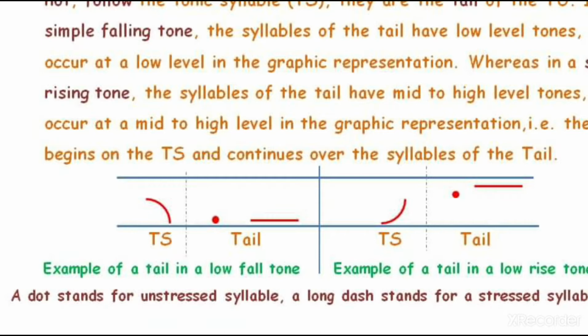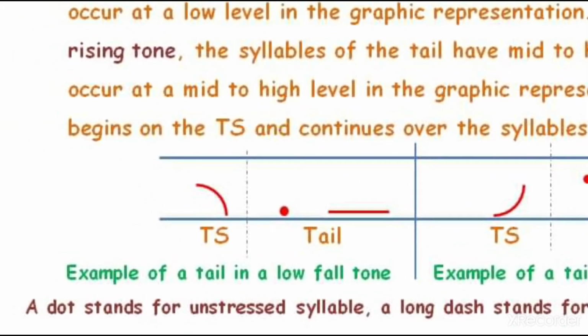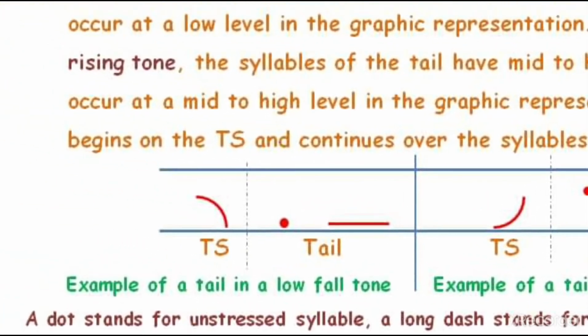So here, when a tail occurs in a low fall tone, we have the TS, which is falling, and then we have a low dot, for example, and a low long dash. The dot stands for an unstressed syllable, and the long dash stands for a stressed syllable after the TS, I mean stressed by secondary stress. So it occurs, as you notice, at a low level.